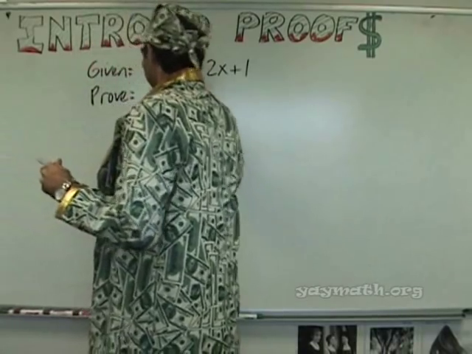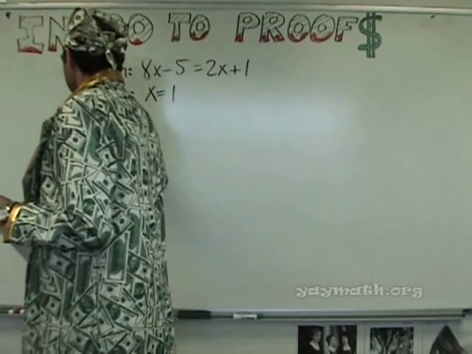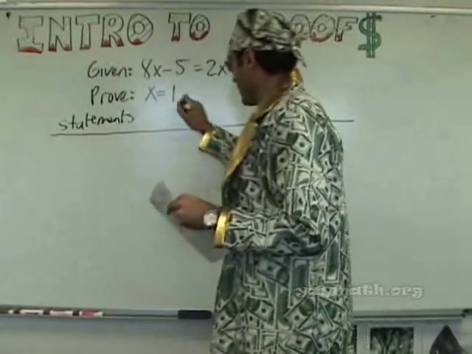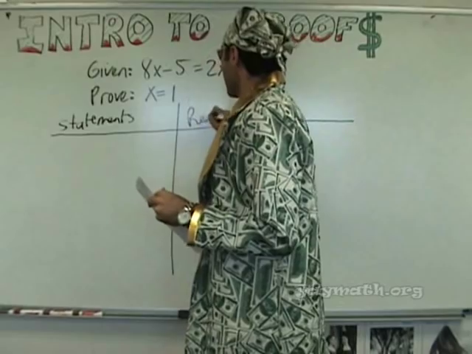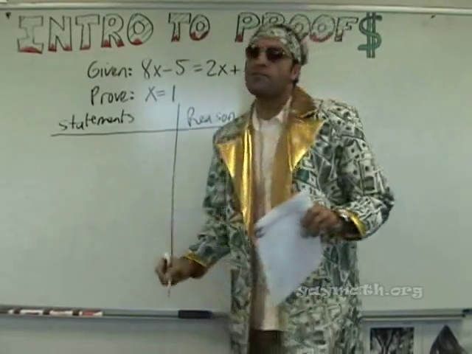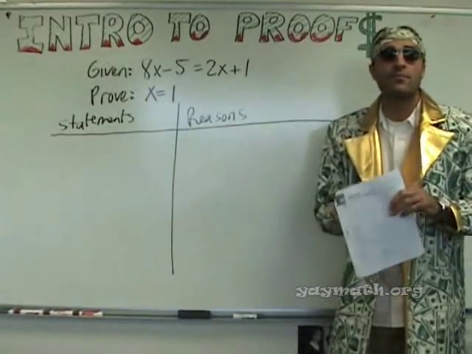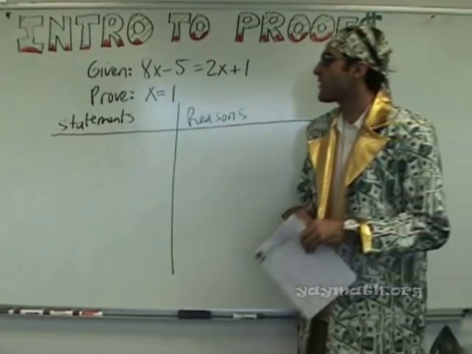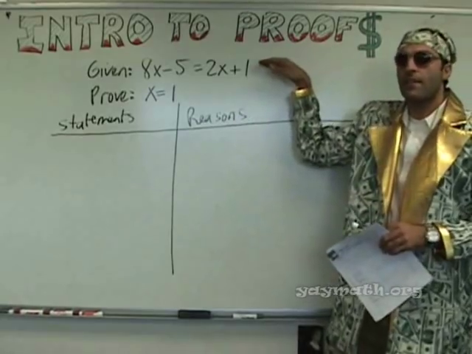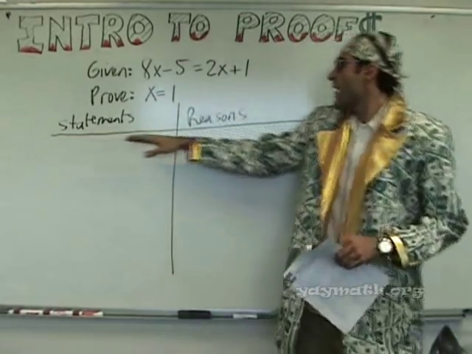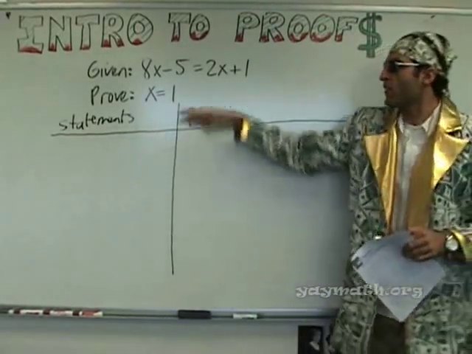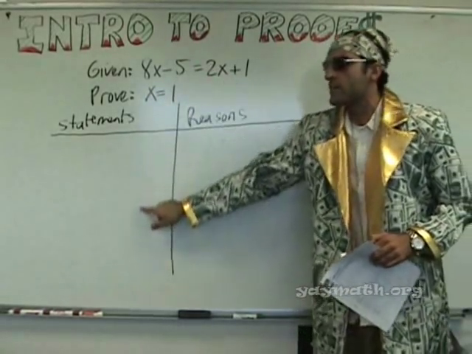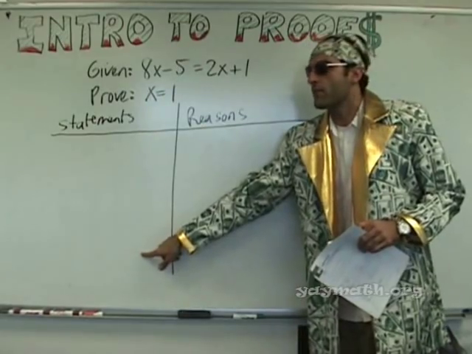Prove x equals 1. Statements. Reasons. Okay, here's how it goes. Has anyone ever done a proof before? Yeah, a couple people. All right, 2, 3 people. Here's how it goes. We start with a given statement over here, and then we write reasons justifying those statements, and we work this down until we get to what we're trying to prove.